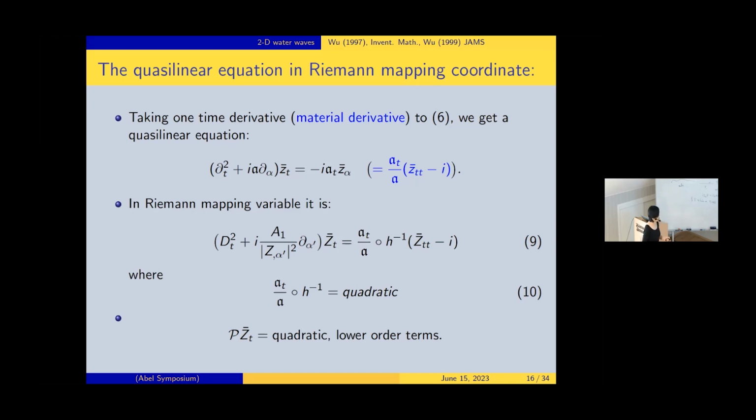Okay. So here is the typical equation in water waves. This is the equation acting on the velocity, right? So this is a typical operator acting on the velocity equal to something quadratic in the lower order terms. Okay. So if you want to act instead on 1 over z alpha, you will get a similar equation as well. So this is how the typical equation looks like.